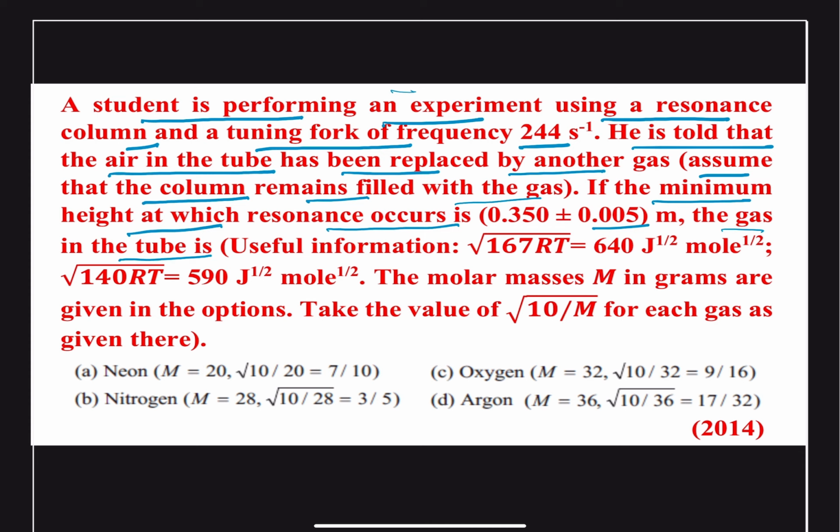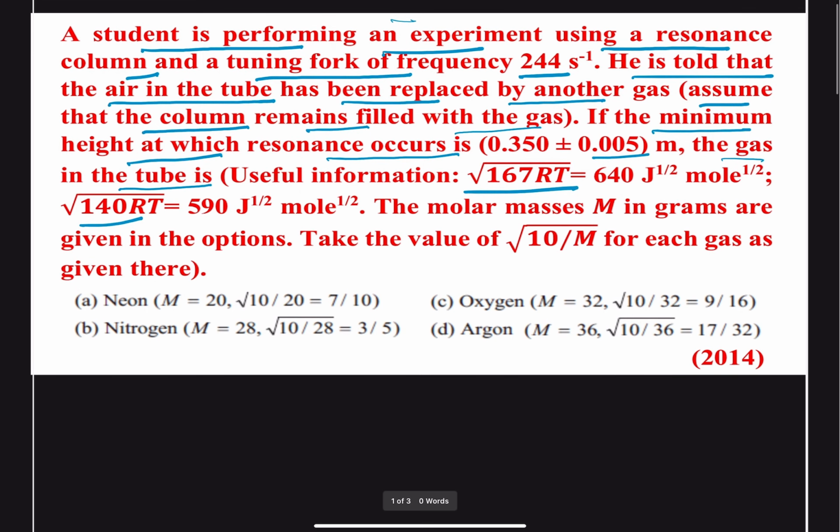is, and there is certain information that is given to us which we are going to use in the solution. We are given 1.167 RT square root as 640. Similarly, we are given 140 RT as 590 joule, and the molar mass M is in grams given in the options. So we have to find out which of the gas is present with respect to the neon having a molar mass of 20, and there are certain values that are associated with each gas given to us.